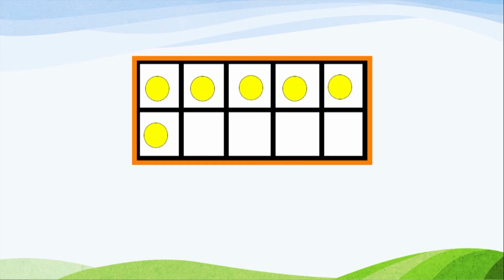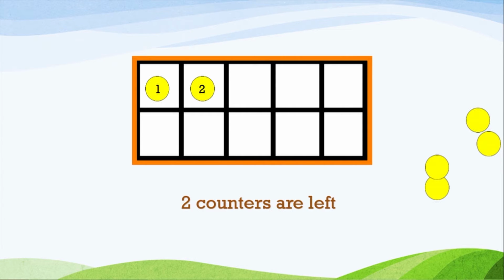So I'm going to take away 4 of the counters. 1, 2, 3, 4. Just like we did. 1, 2 counters are left. 2 counters are left. 6 take away 4 equals 2.